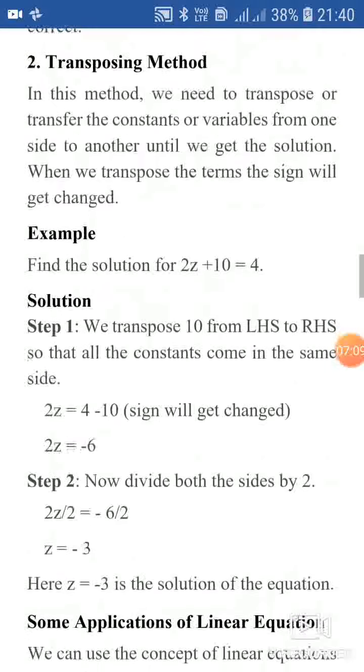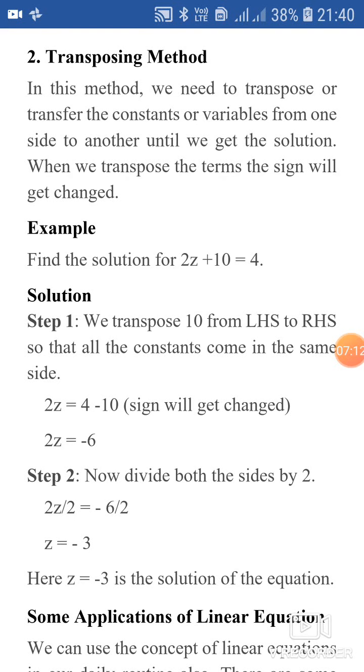Now we have to do the transposing method. The transposing method is to transfer the contents, the variable or the constants or any other thing from one side to another side. So now our equation is 2z plus 10 equals 4. Now 10 is plus on the left hand side. It will go to the other side and it will become minus. So 2z equals 4 minus 10. You have done integers. So 4 minus 10 will become minus 6, as the bigger number has the sign minus. So now 2z equals minus 6.